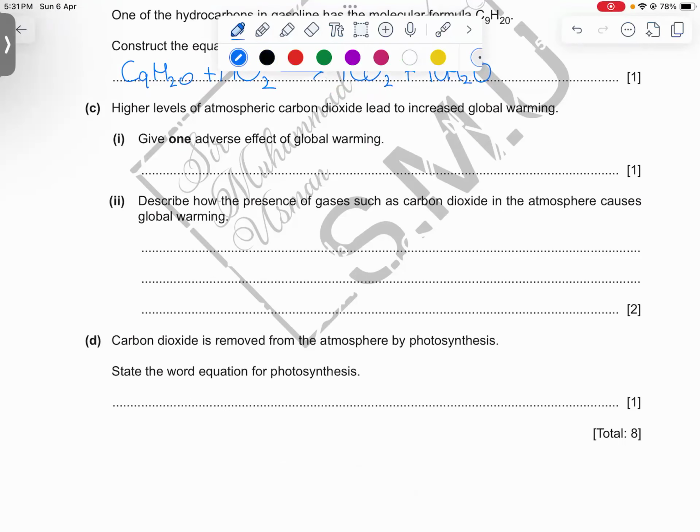All right. Higher levels of atmospheric carbon dioxide lead to increased global warming. Give one adverse effect of global warming. The main reason that people were crying because of global warming was the melting of the ice caps, right? There are ice caps near Antarctica, the continent, right? Those have been frozen for generations. Because of global warming, the average temperature of the Earth was increasing, and because of that, those ice caps were melting.